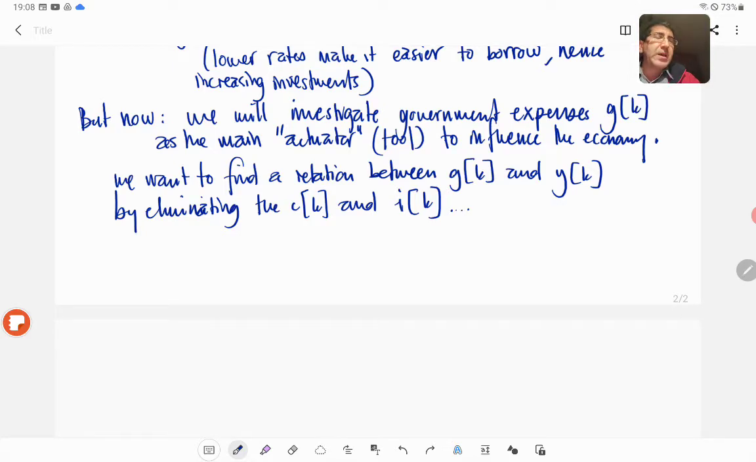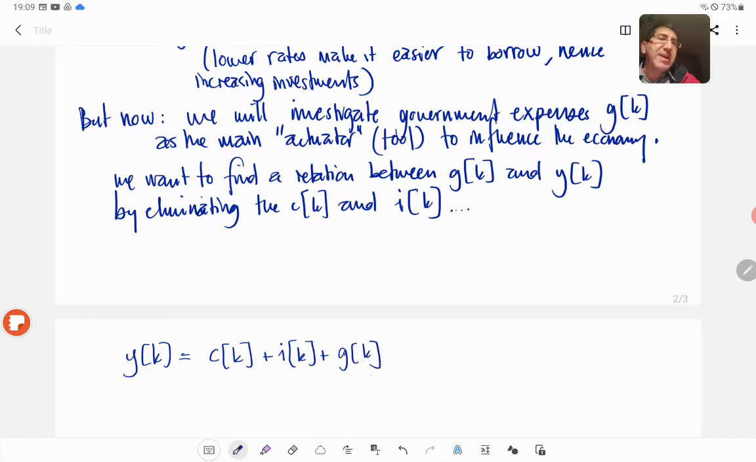So we were trying to obtain essentially a difference equation, and we were trying to find a relation between gk and yk by eliminating ck and ik in terms of the other two variables. Okay, so let me continue by writing our fundamental conservation law. This was the main equation that we had derived, if you remember.